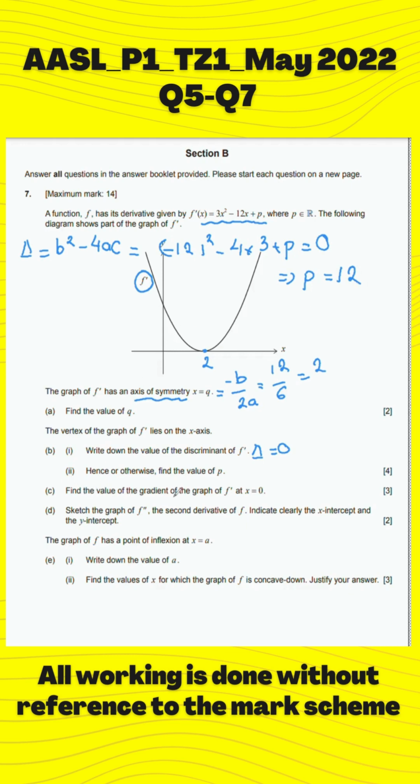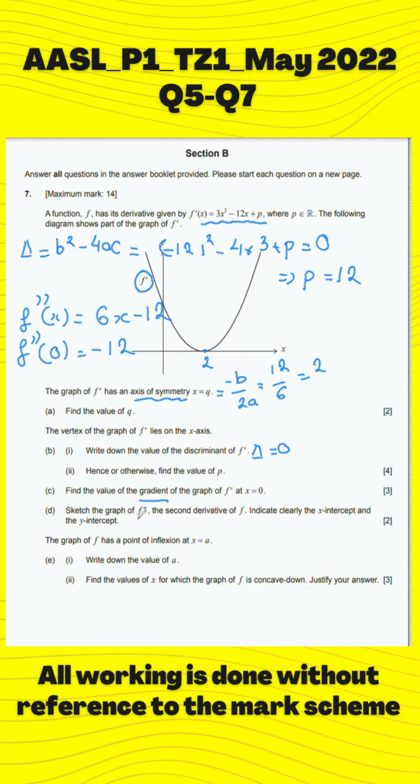Find the value of the gradient of the first derivative at 0. So for the gradient, we must find the derivative of the first derivative of f, which is the second derivative. So the second derivative of f will be 6x minus 12. So the second derivative at 0 will be negative 12.